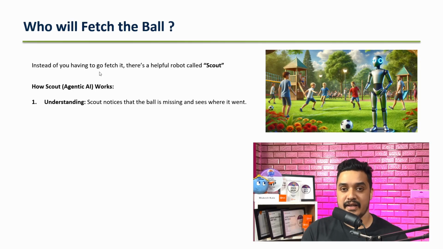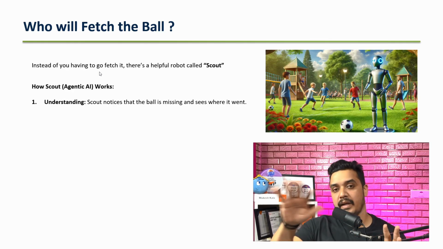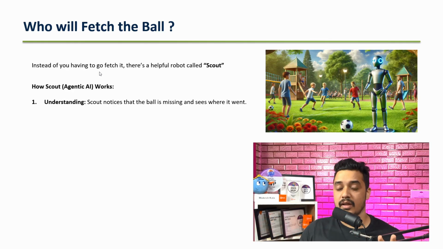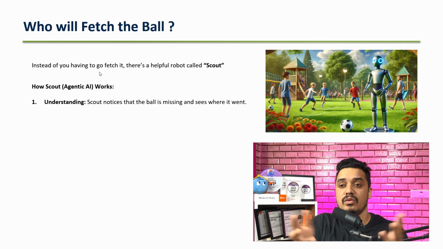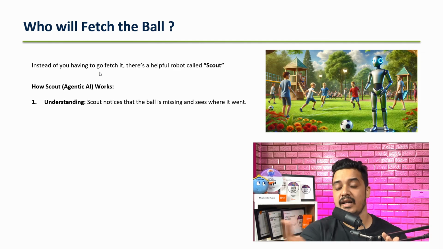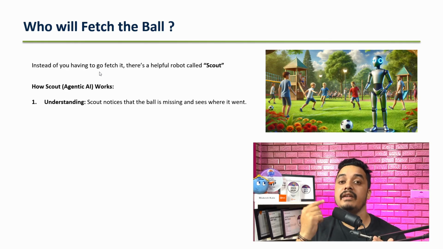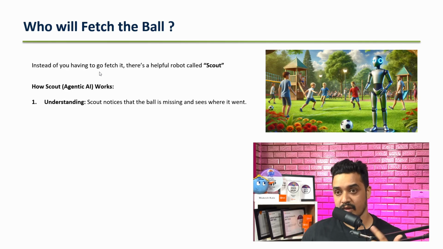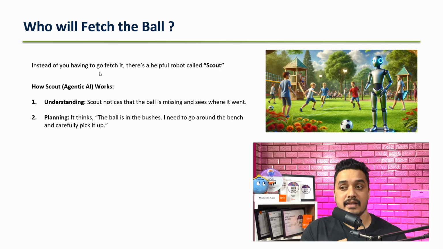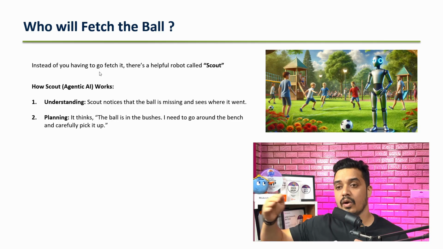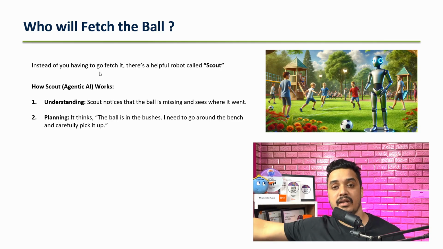First, understanding, which means the agent can understand. Scout notices that people are playing football, the match is going well, and suddenly Scout notices a change: the ball is missing from the field, it is nowhere to be seen. So that means the agent can understand the requirements, it can understand the surroundings, it can monitor the events. You can think of use cases now. Then next, it plans. It thinks, okay, now the ball is in the bushes, I need to go around the bench and then carefully pick it up.